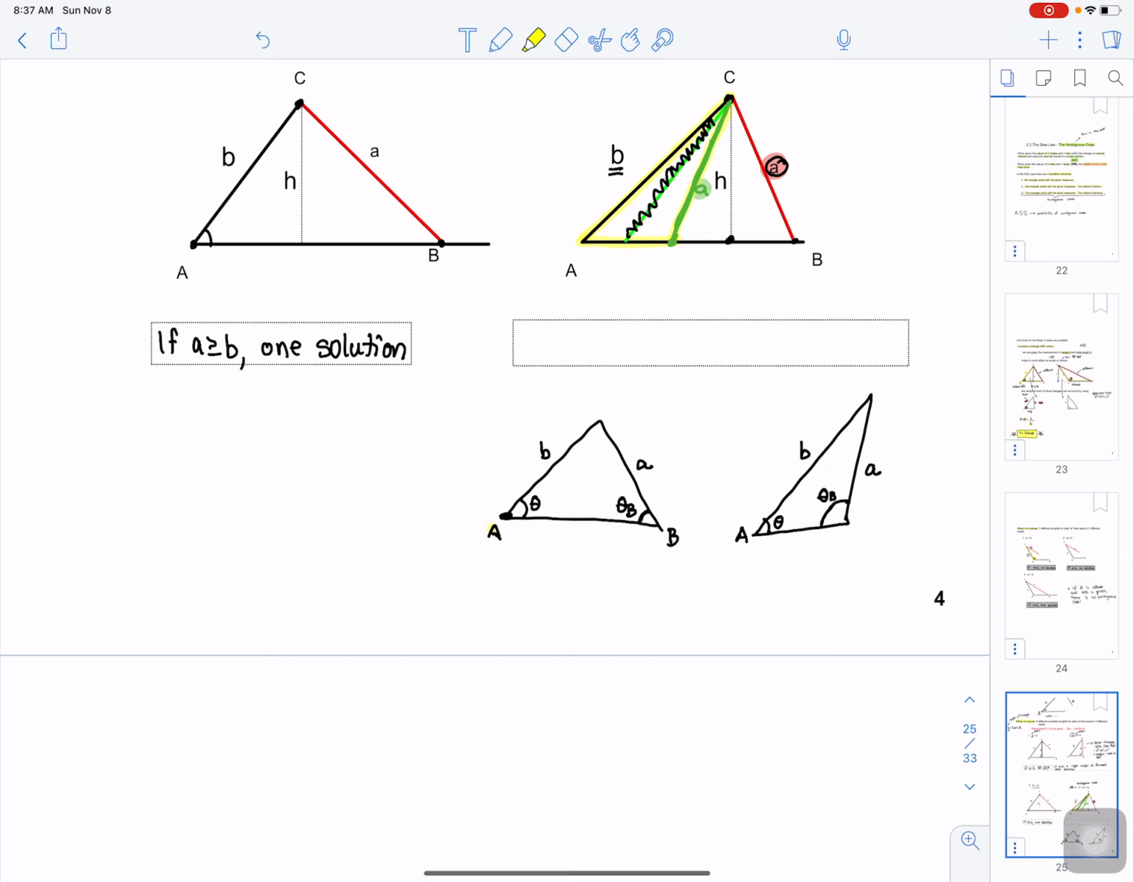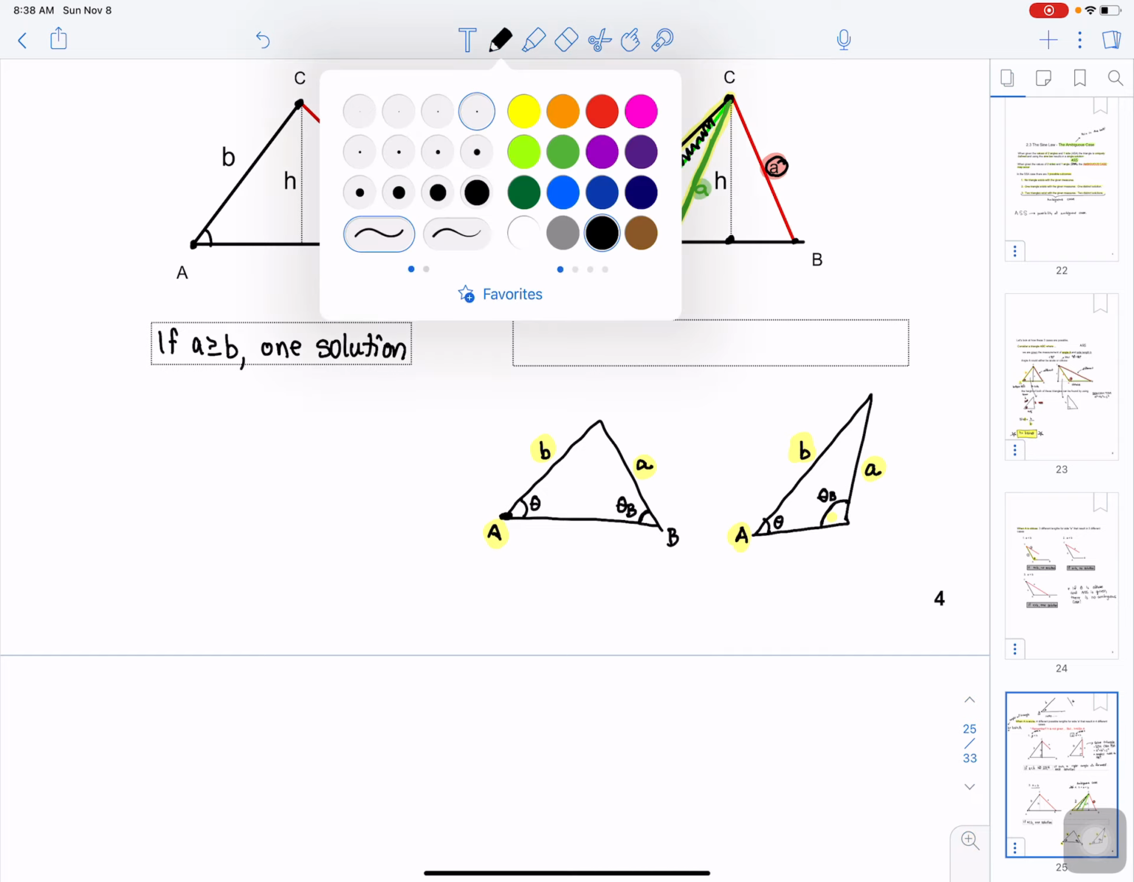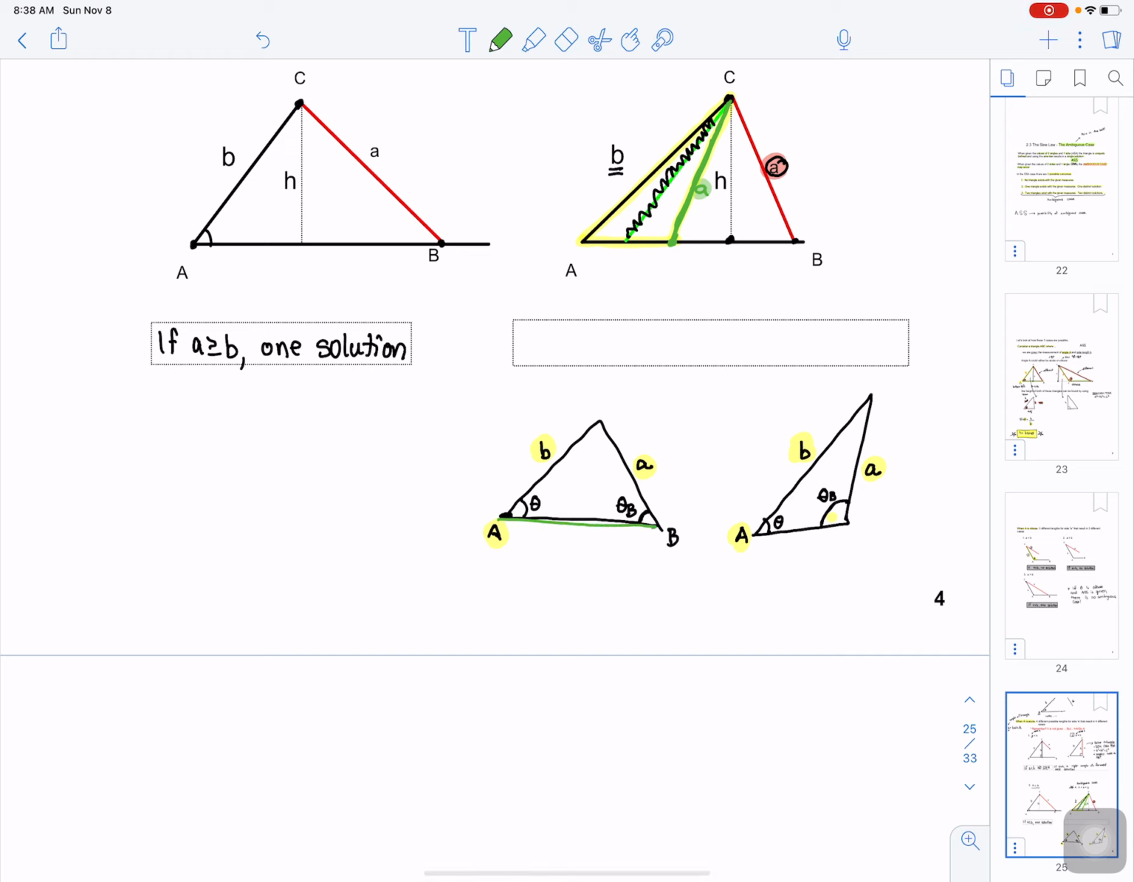So just remember, here's my ASS triangle: angle, side, side. That's the only information given to me. I get two possible answers when I solve this triangle. This theta B is going to look different than theta B here, and the bottom is also going to be different. If I draw this length, this side and this side are going to be different, and this angle is going to be different as well. But this is the scenario that gives me two possible triangles.